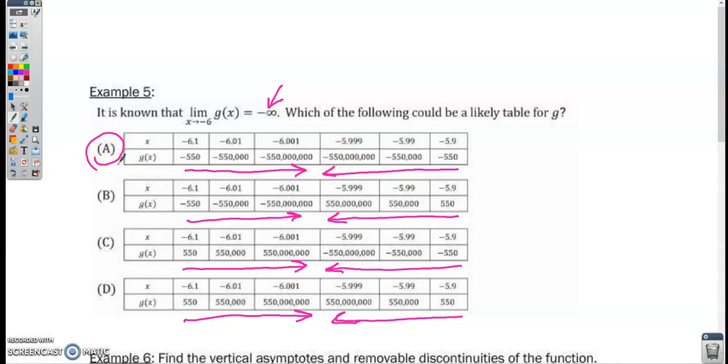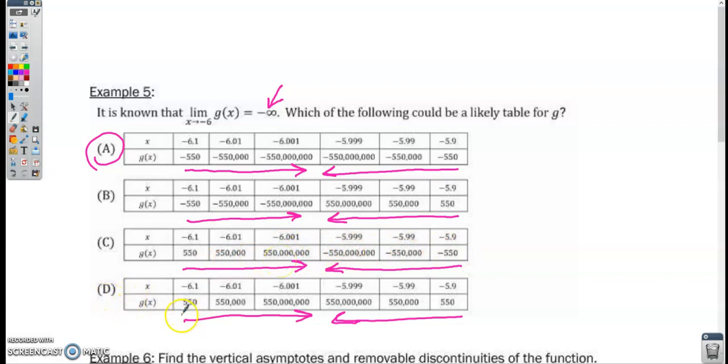Let me confirm by looking at the other ones. Part B, we approach -infinity from the left, +infinity from the right. So that means that the limit isn't -infinity. The limit does not exist. For part C, we approach +infinity from the left and -infinity from the right. So again, that limit does not exist because the two don't match.